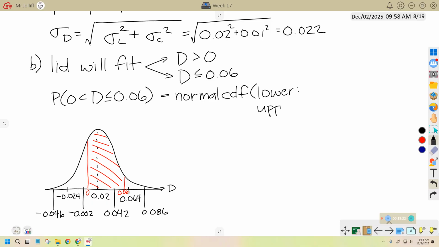Upper bound for the shaded area. Mean. Standard deviation. Good. And we should have all that. So upper and lower bound came from our picture, and from knowing that the lid needs to fit. Good. What mean do I shove in here? 0.02. Good. This is D, not L or C. And this would be 0.022. Perfect.